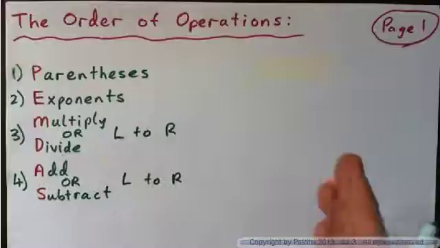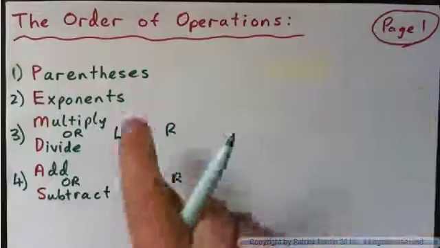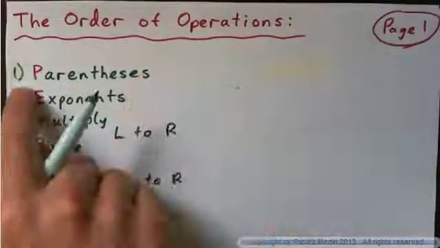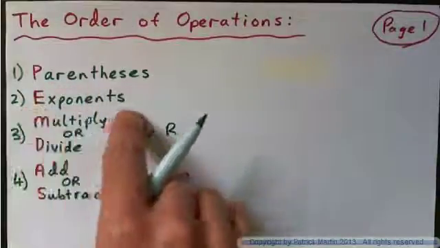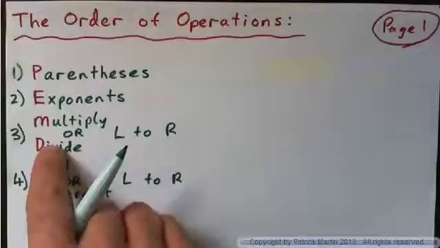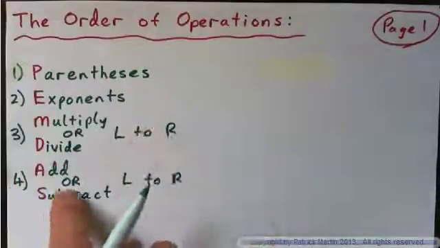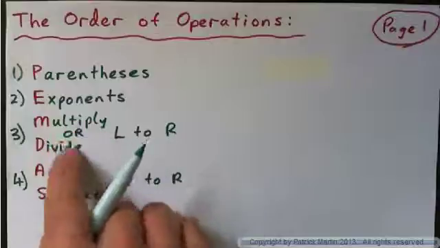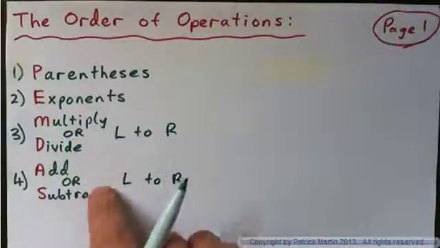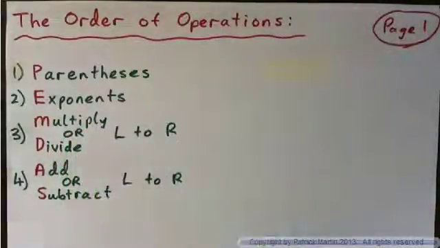So left to right means start on the left, go to the right. So we start with parentheses, do all the operations inside parentheses first. Then we calculate exponents, then we multiply or divide from left to right, and then we add or subtract from left to right. So multiply and divide have the same importance level. Adding, subtracting have the same importance level, basically. So let's begin with some examples.